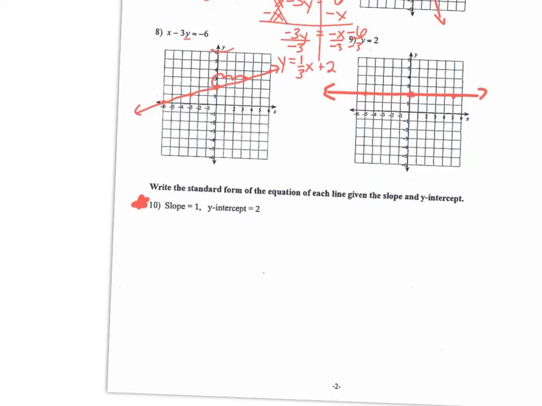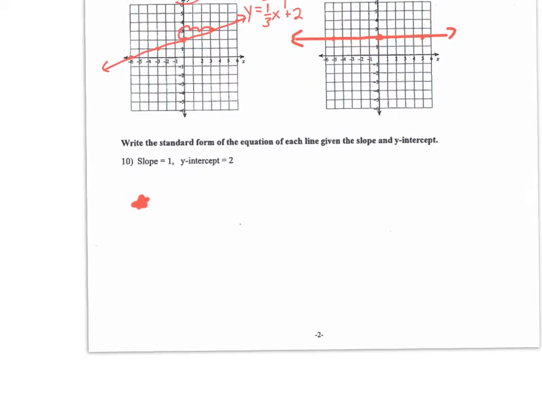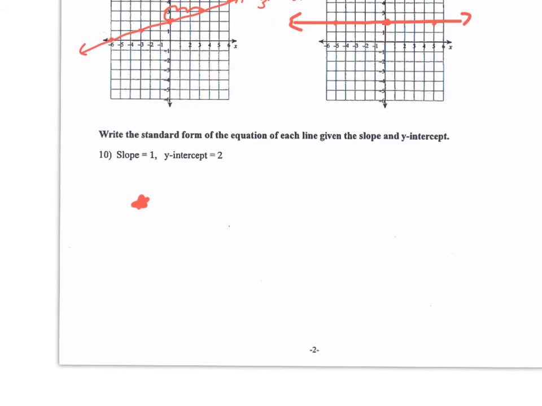And then the last one on this page is write the standard form of the equation of the line given the slope and the y-intercept. So the slope's 1, the y-intercept is 2. Now it says write it in standard form, but I'm going to start by writing it in slope-intercept form and then change it to standard form later.